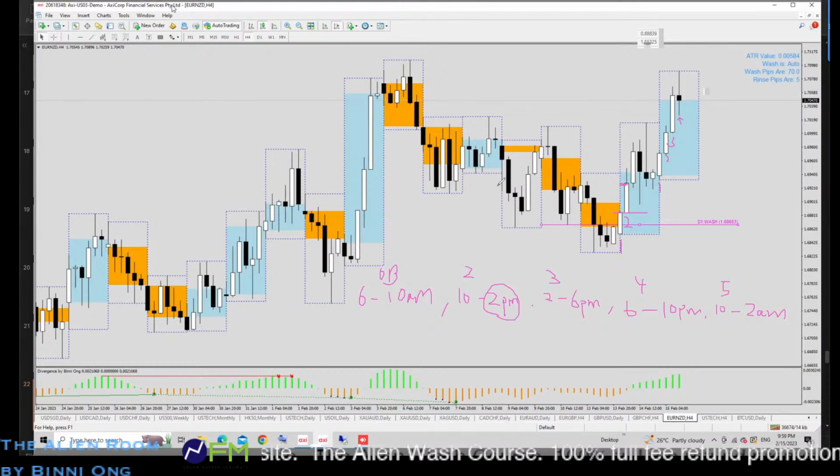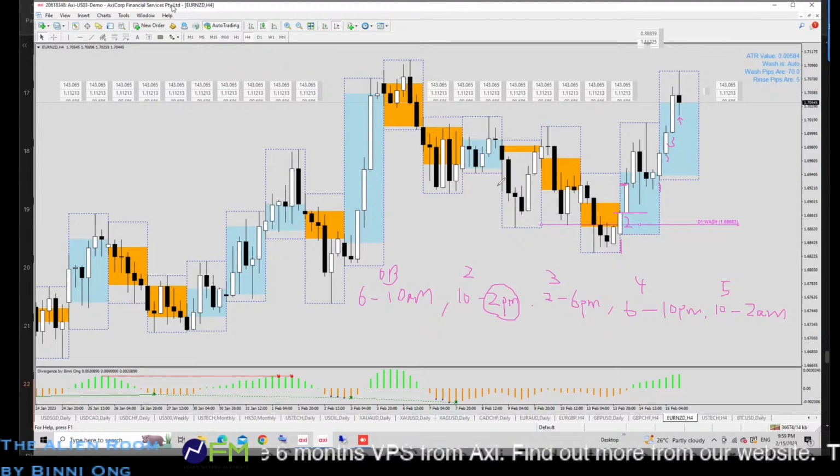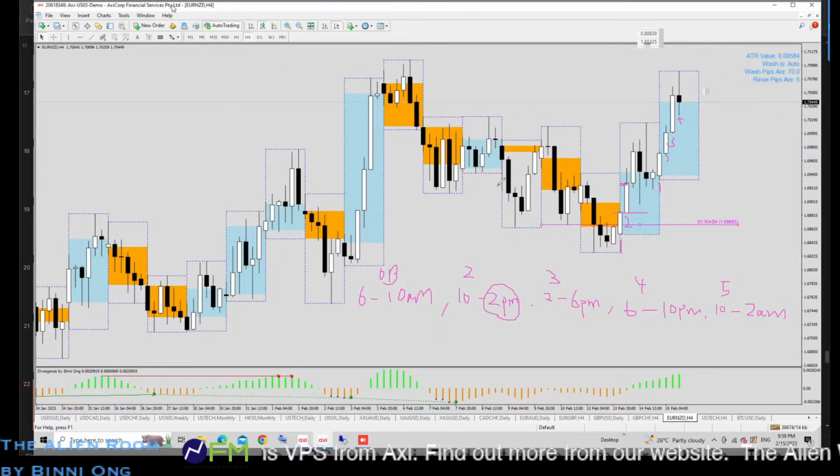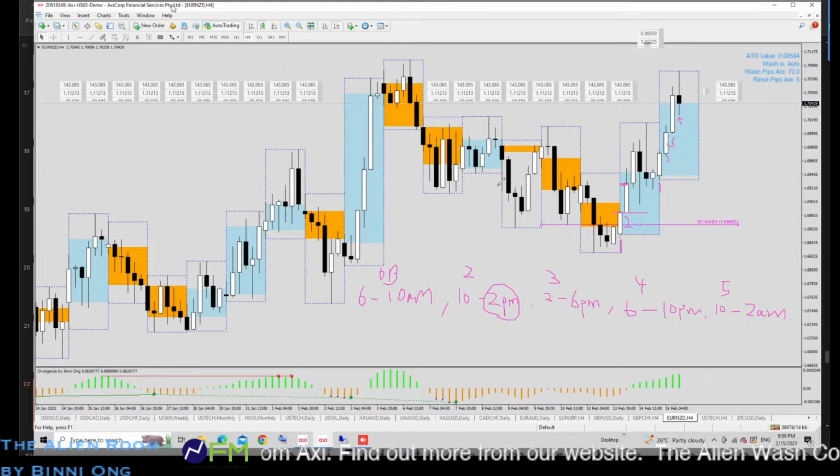Okay. Now, I need you to remember 2, 6, 10, because these are the timings of each 4 hours. When daylight saving ends, we move to the summer season, and then it's 1, 5, 9. So it's always 2, 6, 10, 2, or 1, 5, 9, 1. Okay, so these are the 4 numbers that you have to remember.